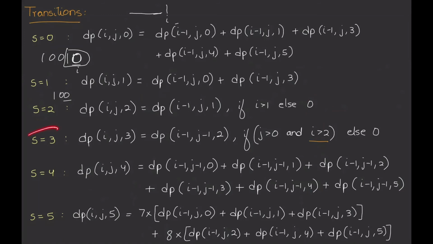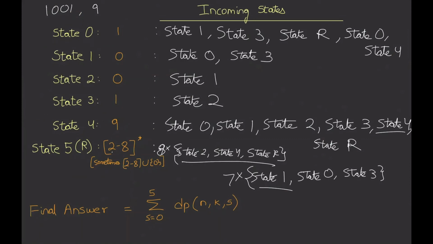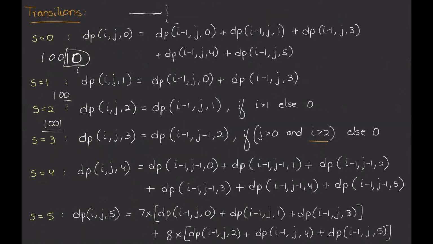And the next case is s equal to 3. That means I have seen a 1001 now. So if I have seen a 1001, that means I have a 9 with me now. In that case, dp i j 3, you can see for state 3 I can come just from state 2. So the answer would be dp i minus 1 and j minus 1, because I have seen a 9 now, and now I'm asking the total number of numbers with i minus 1 digits ending with 100, right? I hope this is clear.